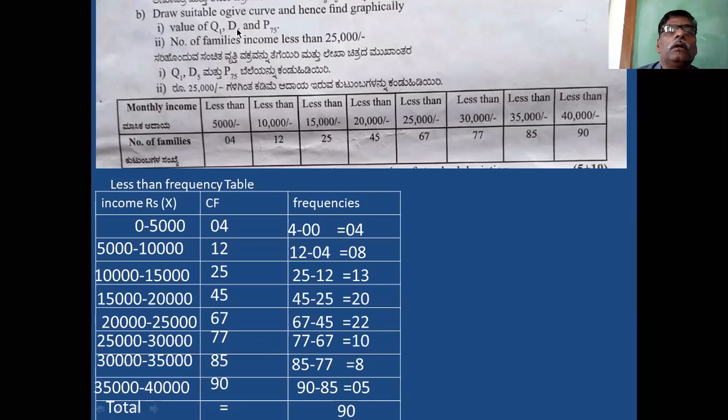Now you have to calculate the required items: the Q1 item, the D5 item, then the P75 item. Where does the Q1 item come? That is to be found out first. Qr is equal to r into N divided by 4. Instead of N plus 1, you take N only because it is a continuous frequency.